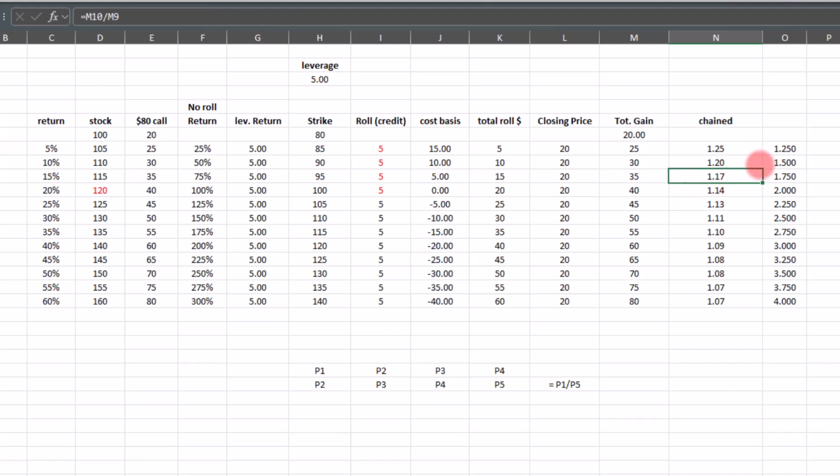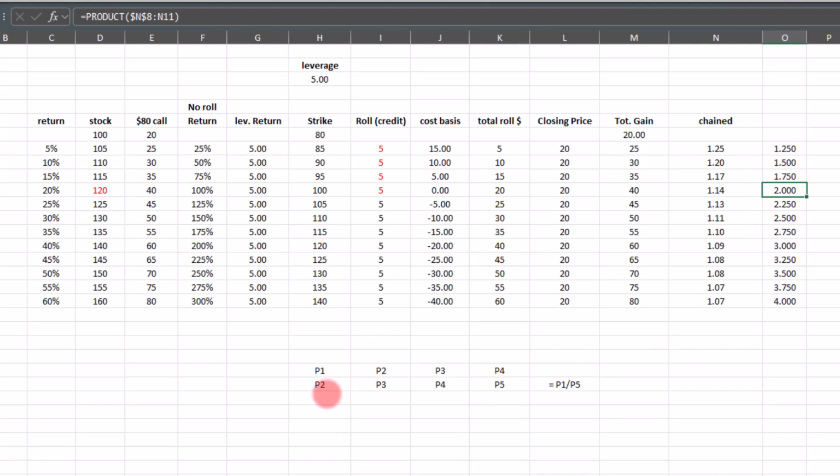So notice that if I look at all of these, what's called a chained return, after this roll right there, that should be a double. And that's exactly what we're seeing here, 100%. So these chained returns have to match.